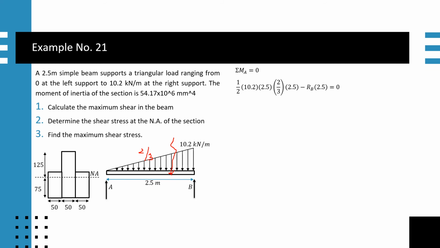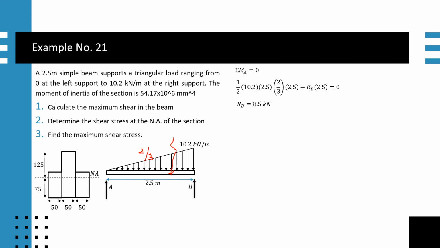So, kung mapapansin nyo, i-multiply natin si 2/3 sa distance na 2.5. And then, minus RB times the distance na 2.5. Simplifying further, RB will be equal to 8.5 kilonewtons.